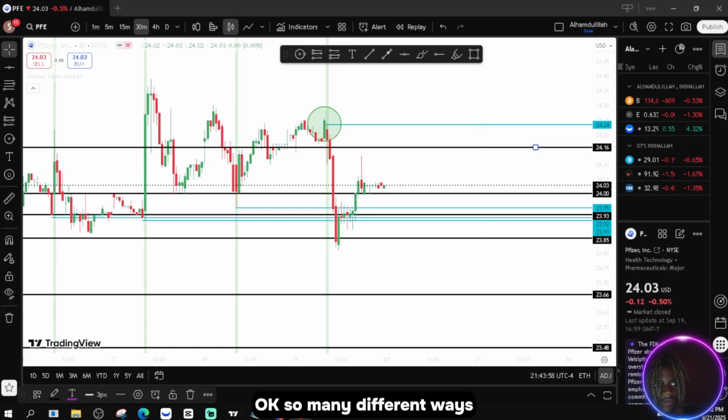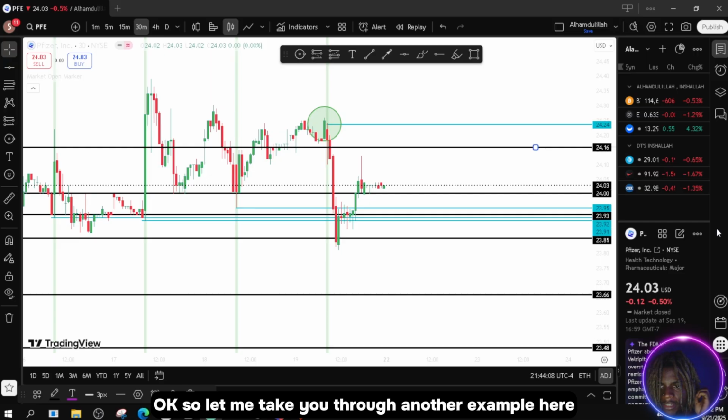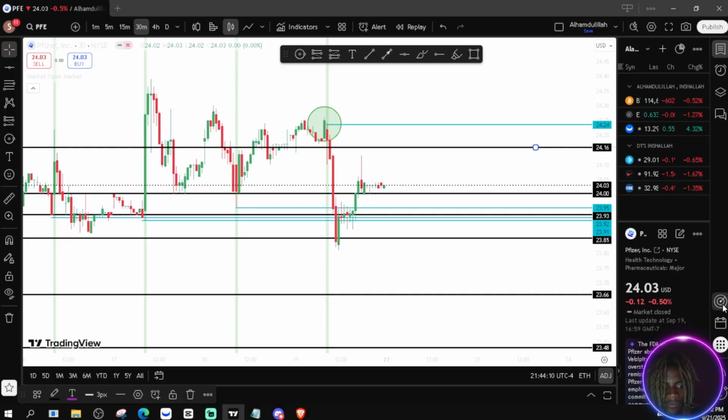So many different ways you can take a trade. Many different formations, and it's just going to depend on what way you're looking at the market and how you want to take your setups. So let me take you through another example here.